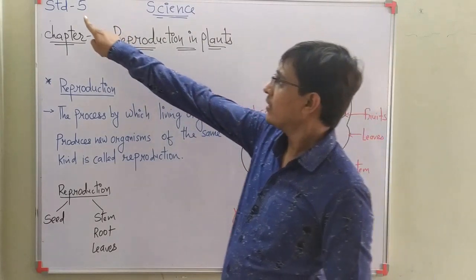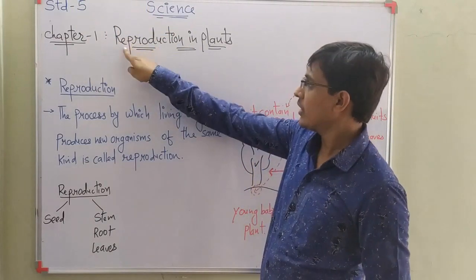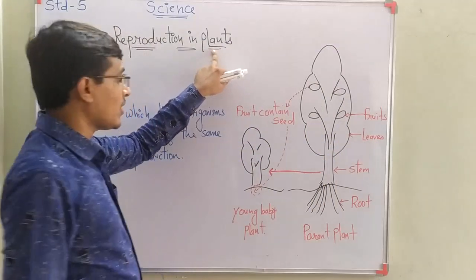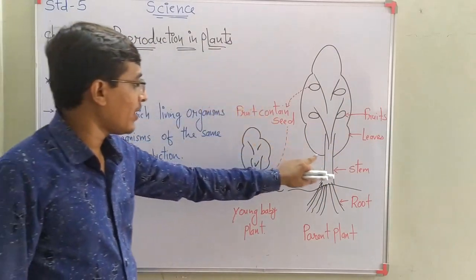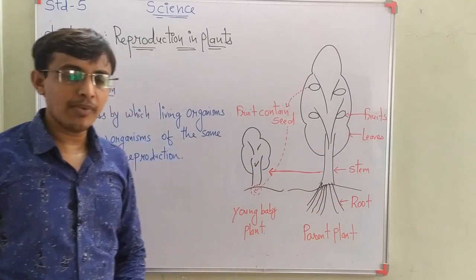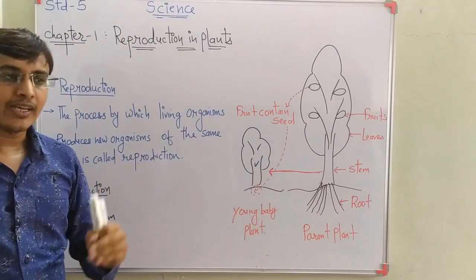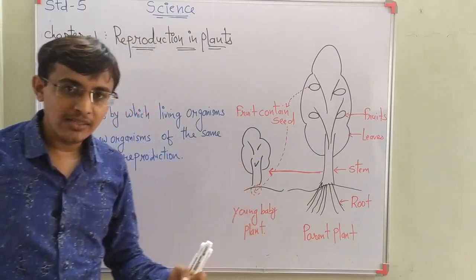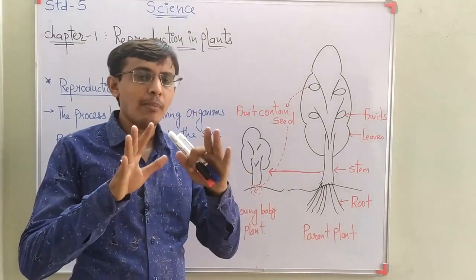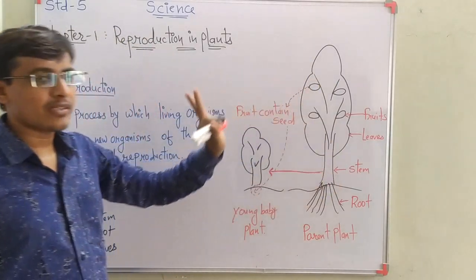Today we will learn standard 5th subject science chapter number 1, that is reproduction in plants. So let's start first with the plants. You very well know that plants are present in our surrounding. What is meant by surrounding? That plants are present near our home, near our garden, in the forest, in the school campus. You see there are many plants, trees, herbs, shrubs. They are present in our surrounding.